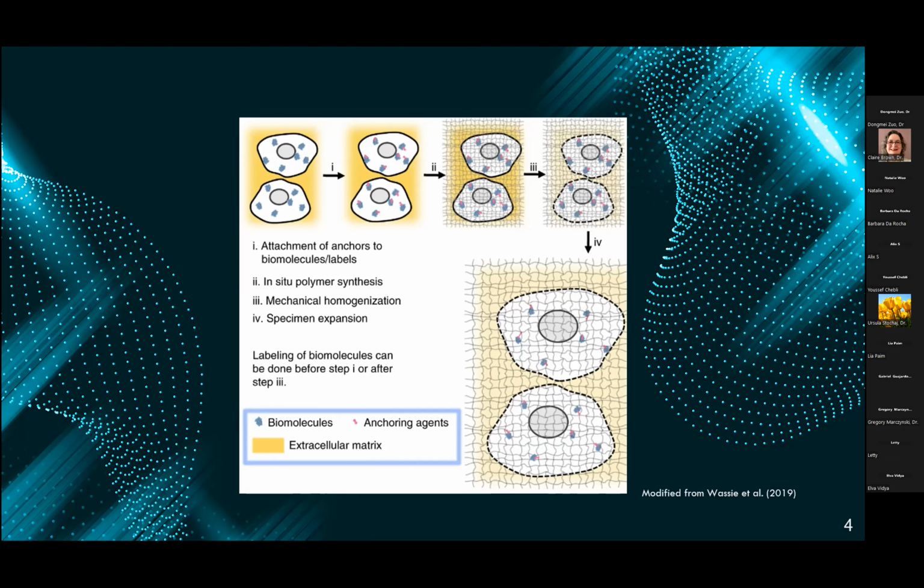expand your specimen isotropically. So a major benefit of expansion is also that it clears your sample so that even when you have a really big volume, or a sample of a very large volume, it clears it so that the light doesn't get diffracted within the microscope.